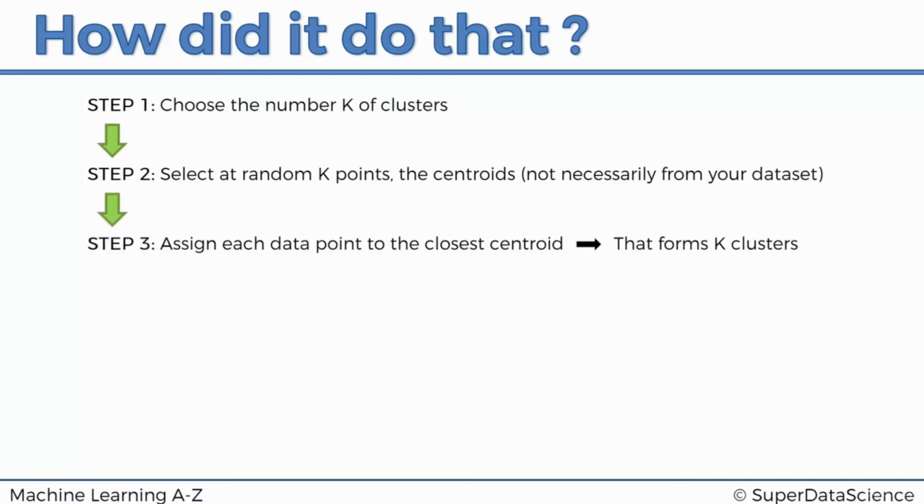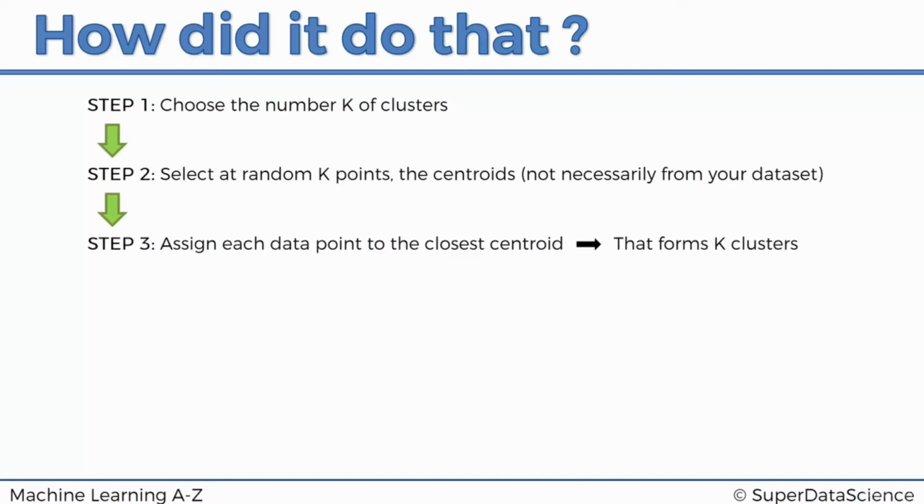Then you move on to step 3, where you assign each data point to the closest centroid. That will form k clusters right away, immediately. So that's your starting clusters, and then there's going to be an iterative process to refine those clusters. We'll see this in action, but basically you just check for every point in your dataset, which out of the centroids that you've identified in step 2 is the closest to your specific data point. And that's where that data point will be assigned.